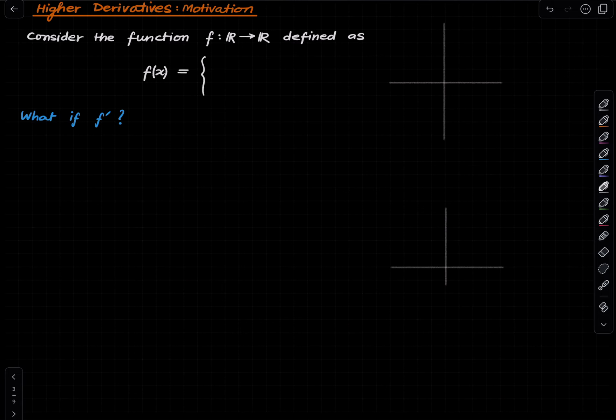So first we will talk about higher derivatives, and to talk about that, let us see a motivating example. So first we will define a function from reals to reals in the following way. So f of x is x squared if x is non-negative, and minus x squared if x is negative. And it will look something like that. My drawing is not great, but it will look something like that.